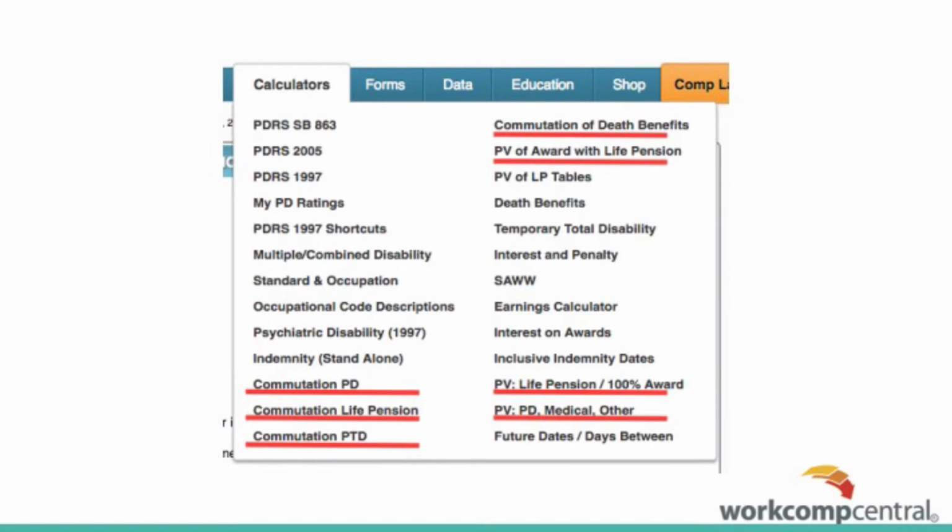These are the calculators where present value comes into play on our system. So commutation of permanent disability, commutation of a life pension award, commutation of permanent total disability, commutation of death benefits, the present value of an award with a life pension, or the present value of the life pension or the medical itself without any additional payments. So we run into this most often when there is a commutation of a permanent disability award with a life pension tacked on.